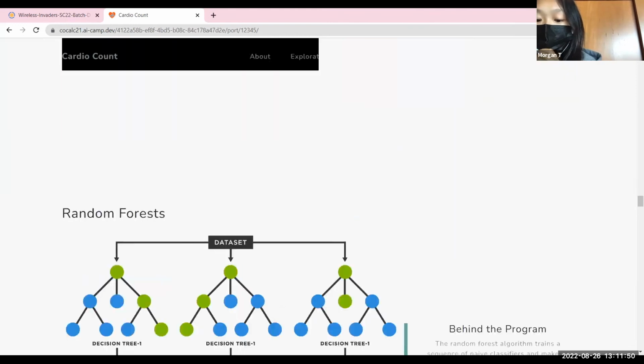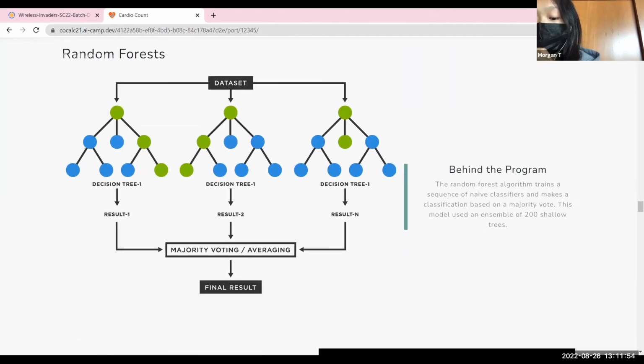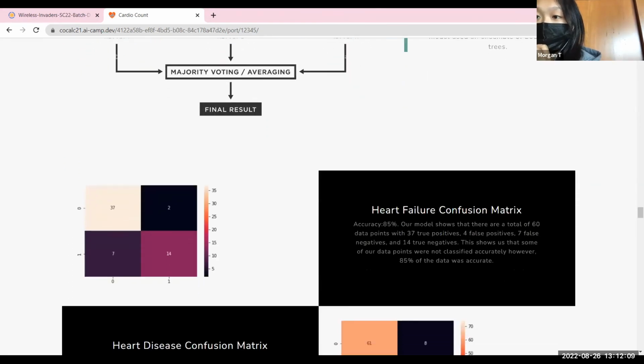Since the decision trees were overfit, we decided to use the random forest we created for our dataset analysis instead. The random forest algorithm trains a sequence of naive classifiers and makes a classification based on a majority vote. This model used an ensemble of 200 shallow trees.